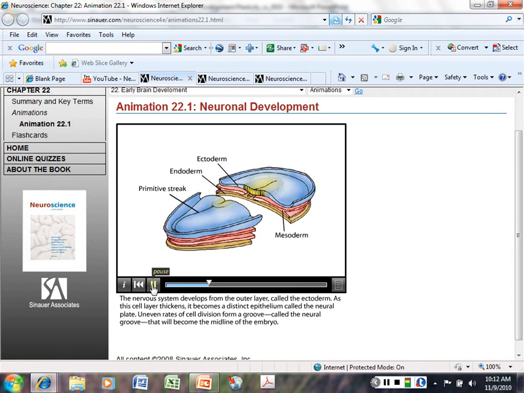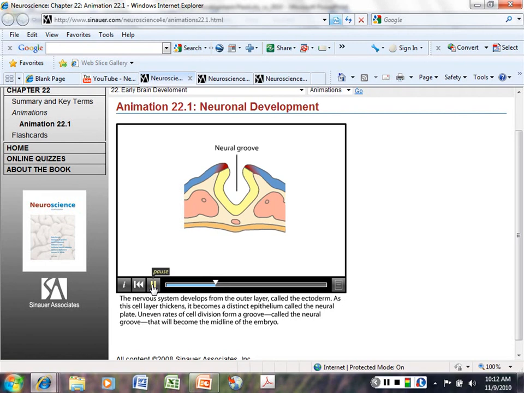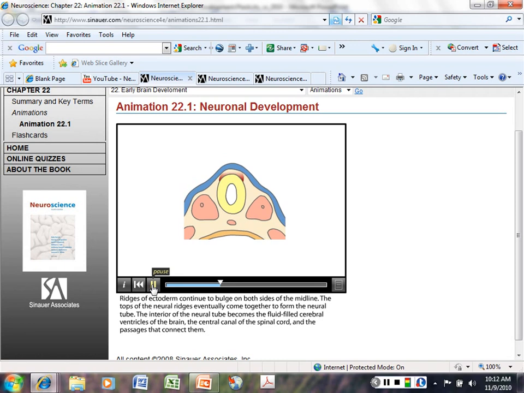As this cell layer thickens, it becomes a distinct epithelium called the neural plate. Uneven rates of cell division form a groove called the neural groove that will become the midline of the embryo. Ridges of ectoderm continue to bulge on both sides of the midline. The tops of the neural ridges eventually come together, forming the neural tube.